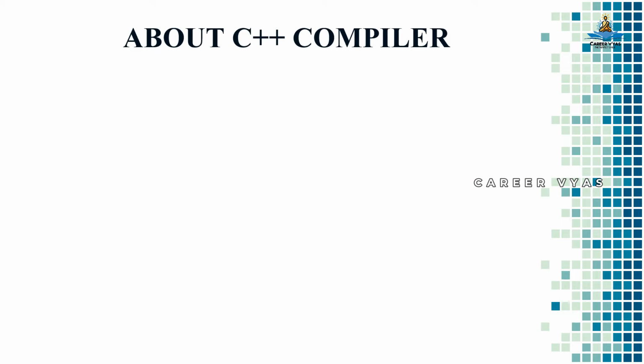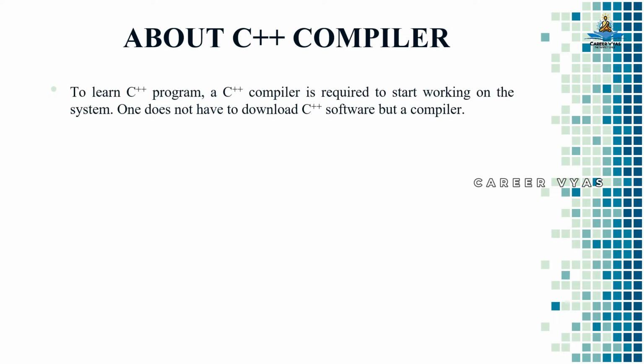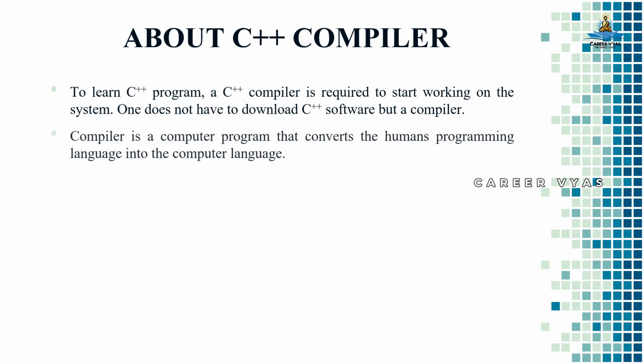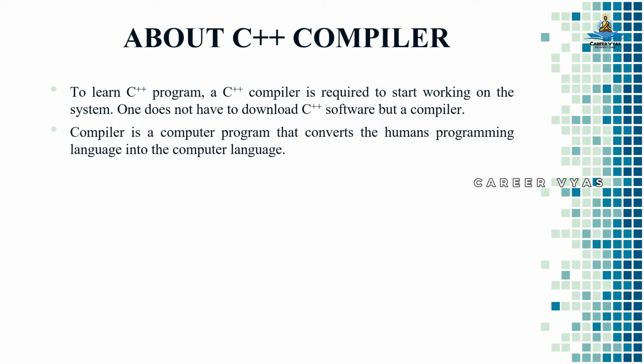Most importantly, there are some of the prerequisites to learn C++ program. To learn a C++ program, a C++ compiler is required to start working on the system. One does not have to download a C++ software, but a compiler. You have to download a compiler. A compiler is a computer program that converts the human's programming language into the computer language.